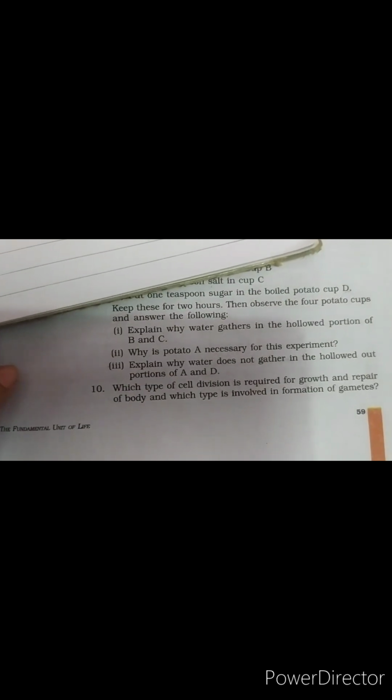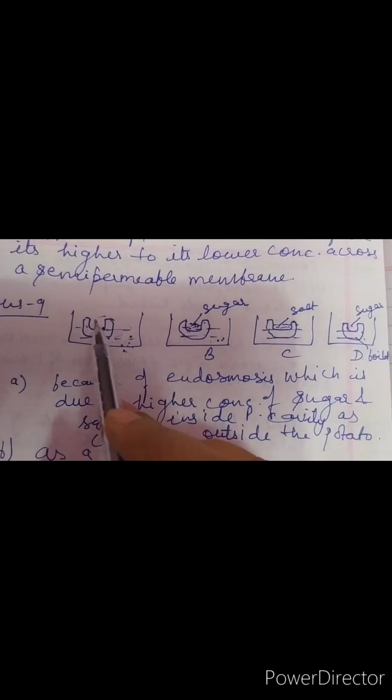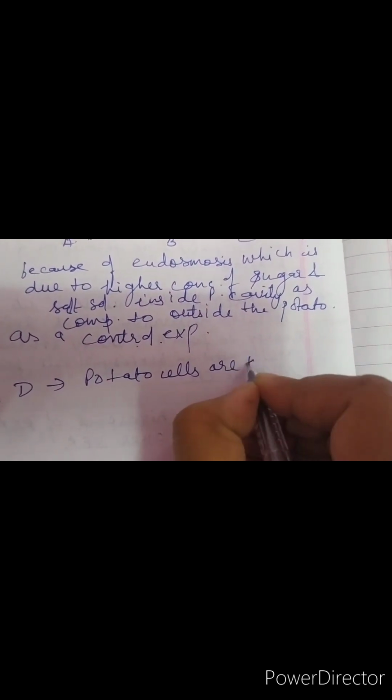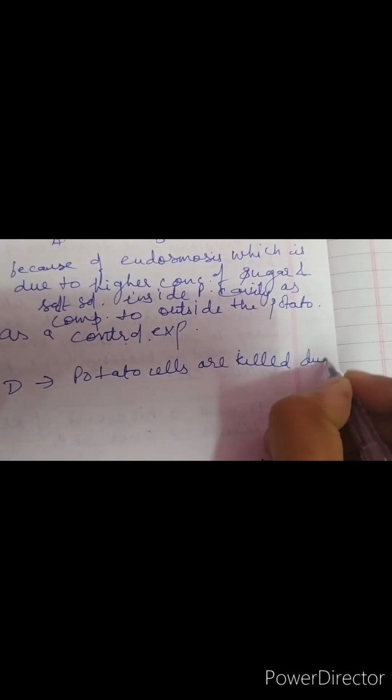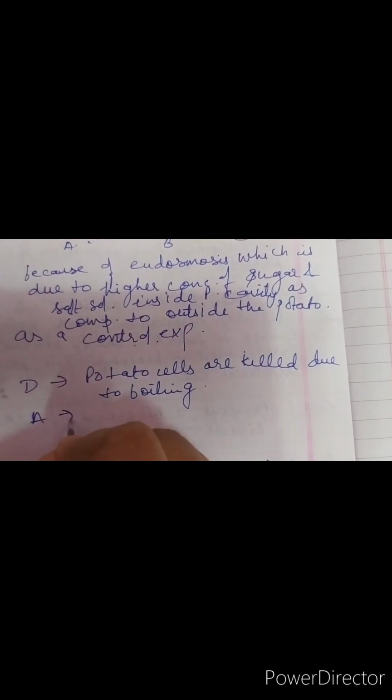Number three is: explain why water does not gather in the hollowed out portion A and D. तो A because it is a control experiment, यहाँ concentrated solution है ही नहीं, तो यहाँ पे तो होगा ही नहीं। और D के केस में जो potato है, it is already boiled and boiling kills the cells of the potato and therefore no endosmosis takes place. So in D the potato cells are killed due to boiling, and A is a control experiment, a control setup. So therefore there is no endosmosis.